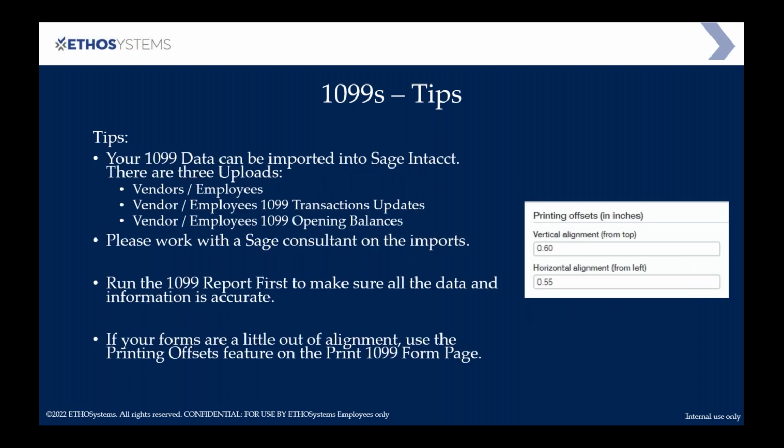A couple other tips here. First of all, if you have not set them up correctly, you can go vendor by vendor. You can also enter your beginning balances, but they can also be uploaded. There are 3 uploads available, actually 6. One for the vendors, one for the employees to update the 1099 information. There's the ability to update the transactions and/or bring in the 1099 opening balances for your vendors and employees.